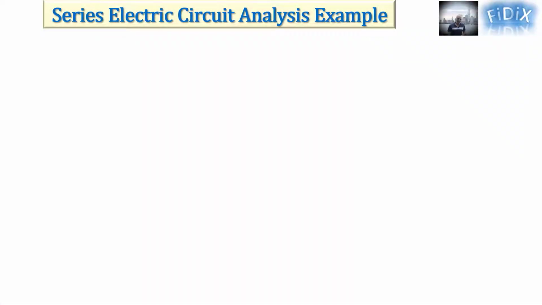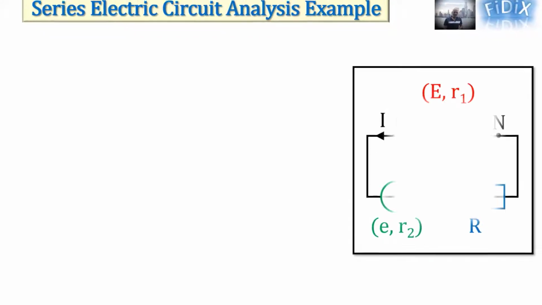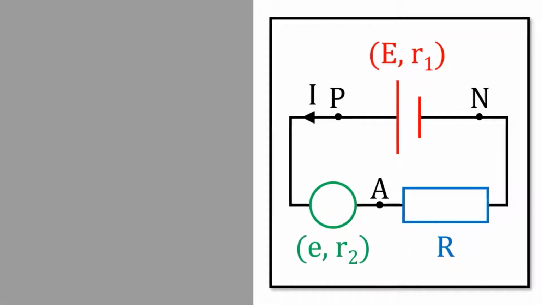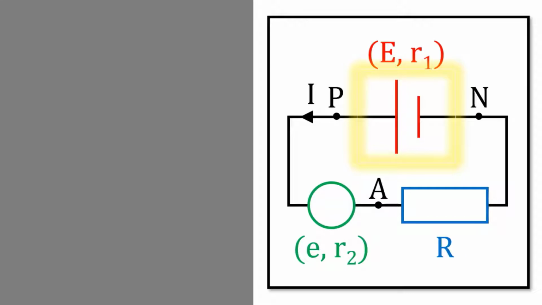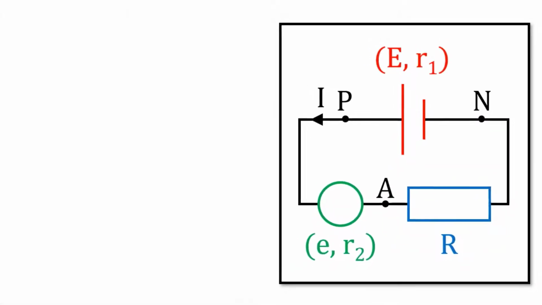In this video, we will find a relationship between EMF, back EMF, and resistance in a series electric circuit. For this purpose, we will study a simple series circuit composed of a generator of EMF uppercase E and internal resistance R1, a passive component of back EMF lowercase e and internal resistance R2, and a resistor of resistance R, in addition to connecting wires which are represented in the figure with black lines.